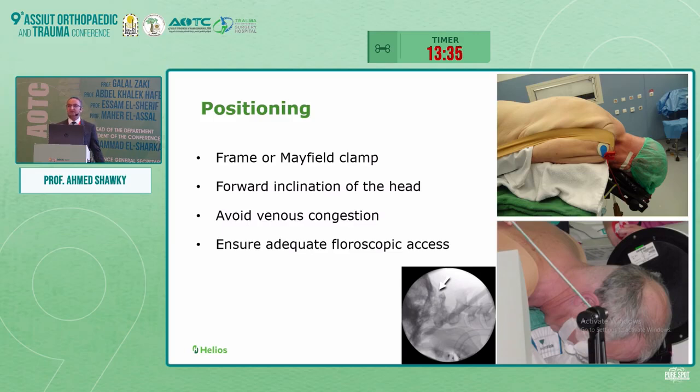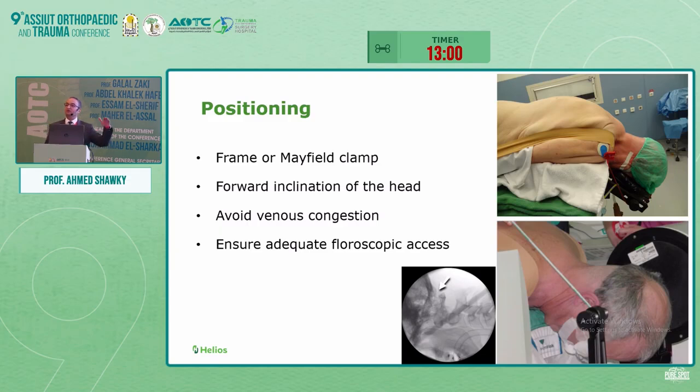We will start. It's done totally under general anesthesia. Positioning: we can use the Mayfield clamp or we use the frame. We tend to put our patients in some forward inclination or flexion. This makes it easier to achieve the trajectory of C1-2 fixation according to the screws used. Avoid venous congestion, because if the position of the head is below the position of the body, you will have some venous congestion, and that's why we put the head in some flexion.